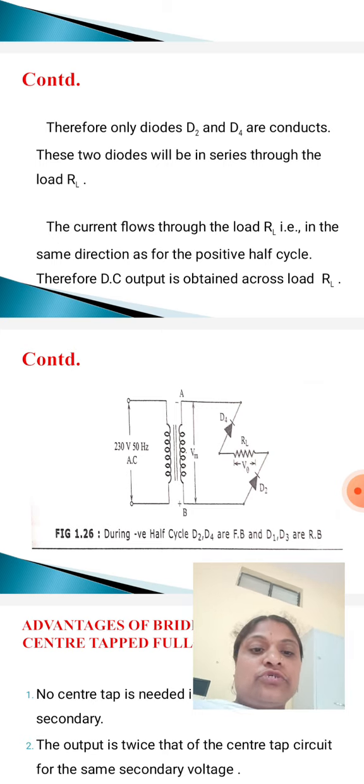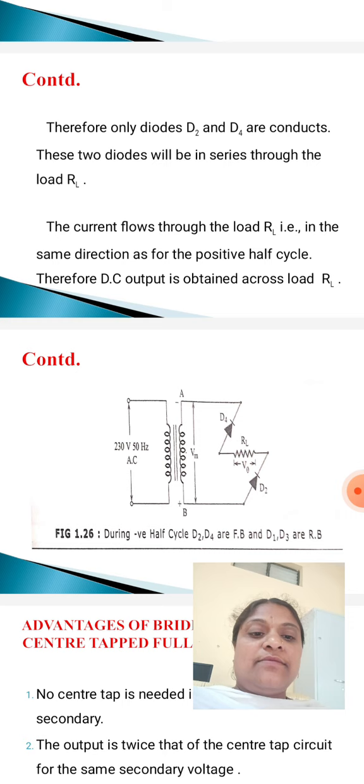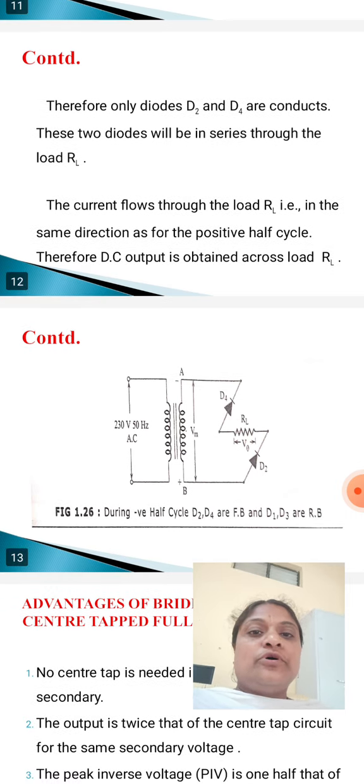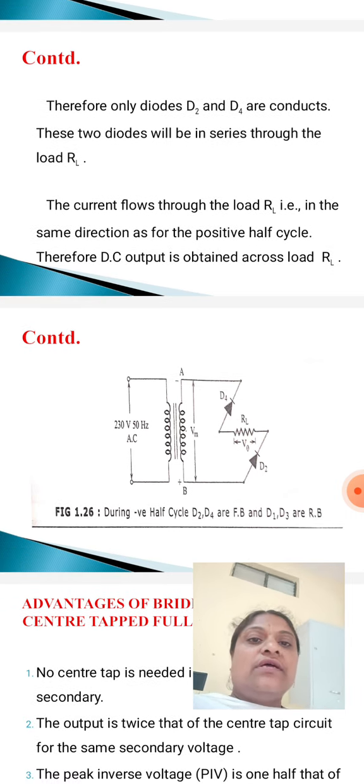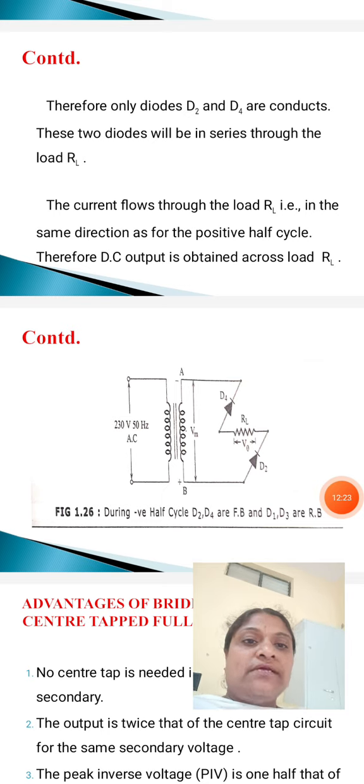The current flows through the load resistor in the same direction as for the positive half cycle. Therefore, DC output is obtained across load resistor RL.